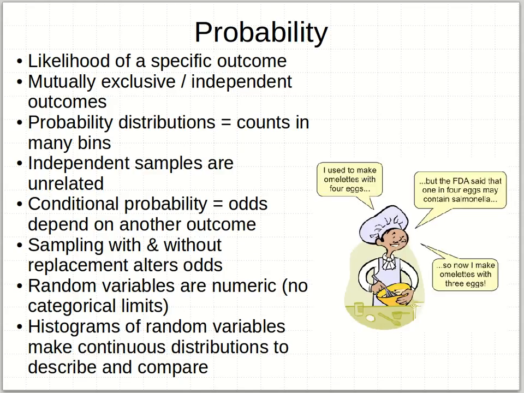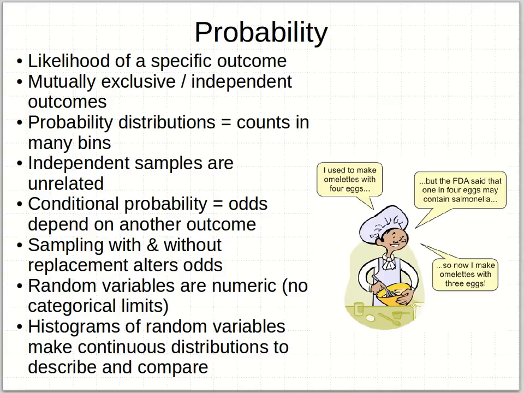All right, well, so what have we gotten to here? The probabilities, really just the likelihood of a specific outcome, typically assuming you have lots of random samples, and you can describe that well. We're talking about outcomes that are either mutually exclusive or independent, depending on whether or not the probabilities depend on another one, a conditional probability, in other words. You have probability distributions, which are counts in many bins, hopefully many, and hopefully with lots of n in each bin, so you have a pretty good estimate.